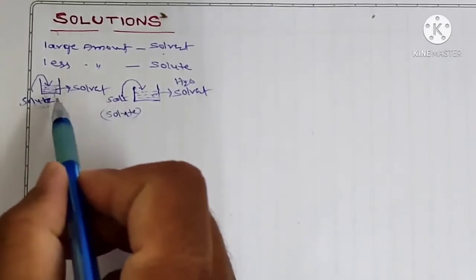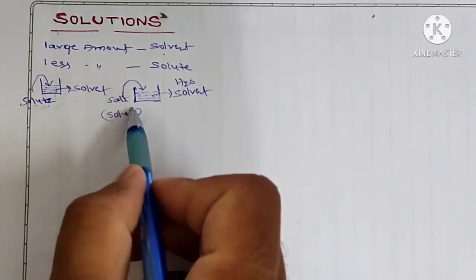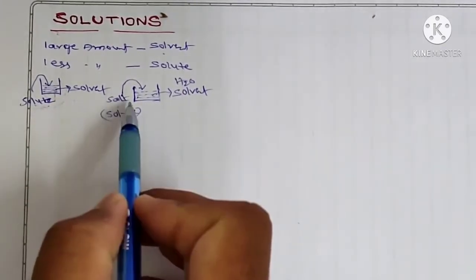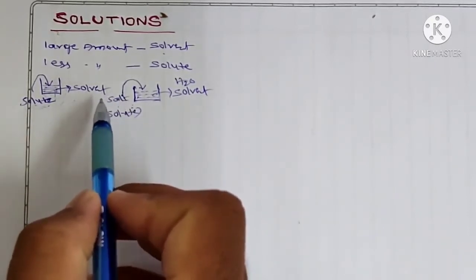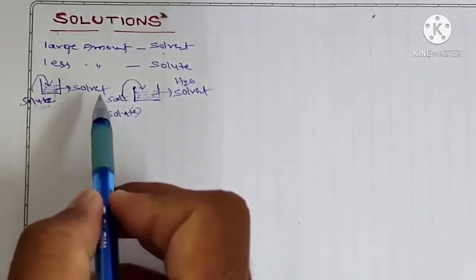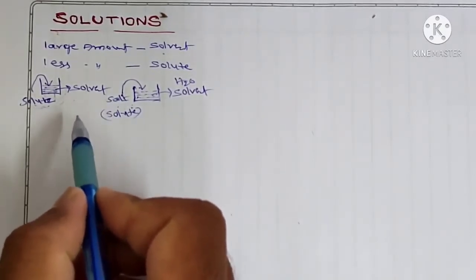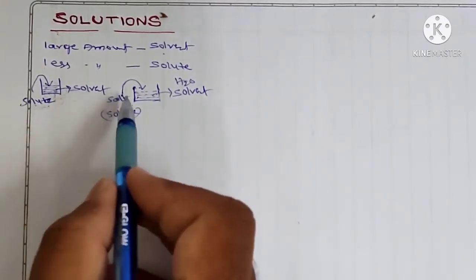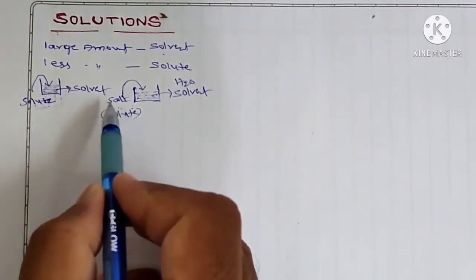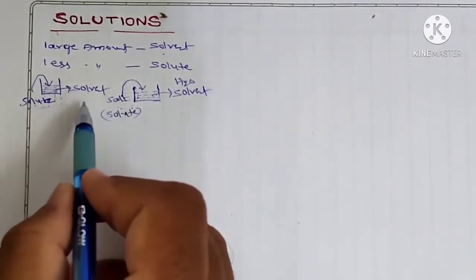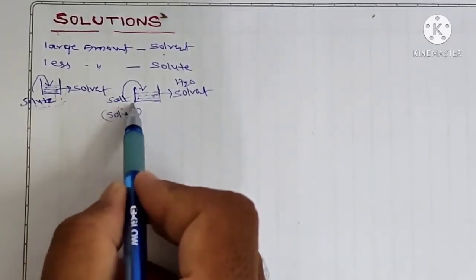So these two are called solutions because these two are homogeneous mixtures. So the definition is: the homogeneous mixture of two or more substances is called a solution. Homogeneous means particles are uniformly distributed. So in both the cases, the sugar and salt particles are uniformly distributed, and we can observe only one phase.